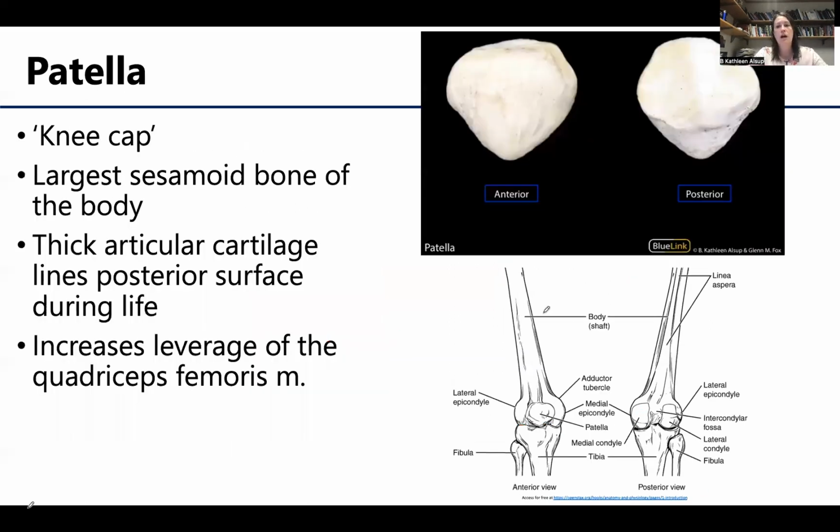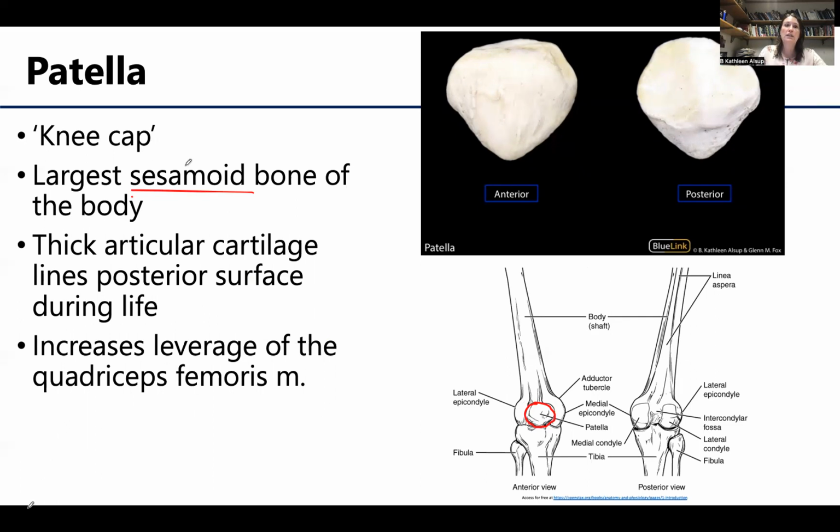Okay, moving on to the patella. If you were looking at an anterior view of the femur on the distal end, generally you would see that there is a bone right in front of it, or kind of on top of it, that articulates, and this is the patella. We colloquially refer to this as the kneecap. This is the largest sesamoid bone of the body. So remember, sesamoid bone means that it forms within a tendon, and specifically this patella forms within the quadriceps femoris tendon.